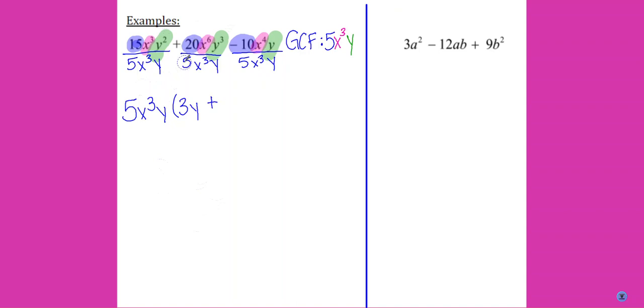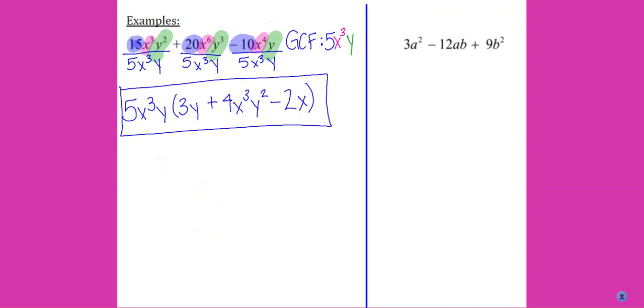20 divided by 5 is 4. x to the 6th divided by x cubed. We had 6 x's, we're dividing 3 of them out, so 3 of them will be left over. You're subtracting the exponents. So here we had y cubed, we're dividing out 1 y, so we would have y squared left. Finally, negative 10 divided by 5 would be negative 2. We had x to the 4th, we're dividing out x cubed, so there's just an x left, and y divided by y would be 1. And that's our final answer.